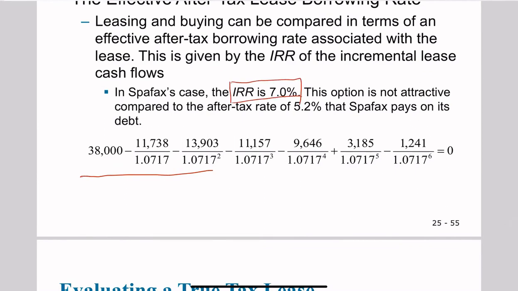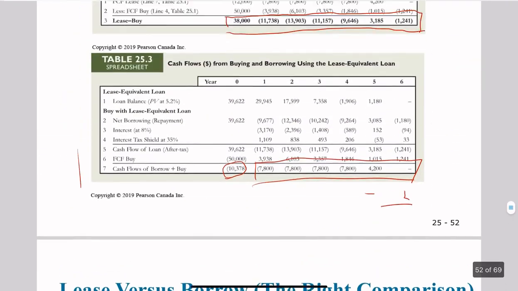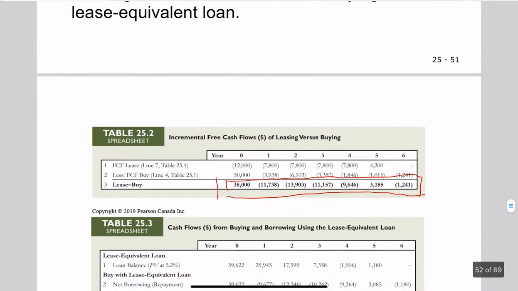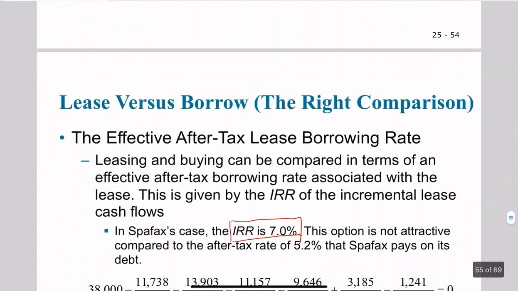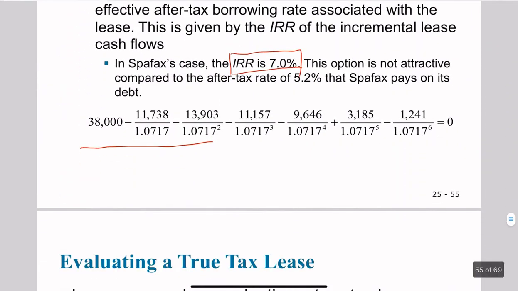And we find out it is 7%. Why is it 7%? Because if we discount these cash flows with a 7% discount rate, then we will get an NPV of 0. And by the definition of IRR, we know that 7% is the internal rate of return, right? So it's pretty easy to see this.